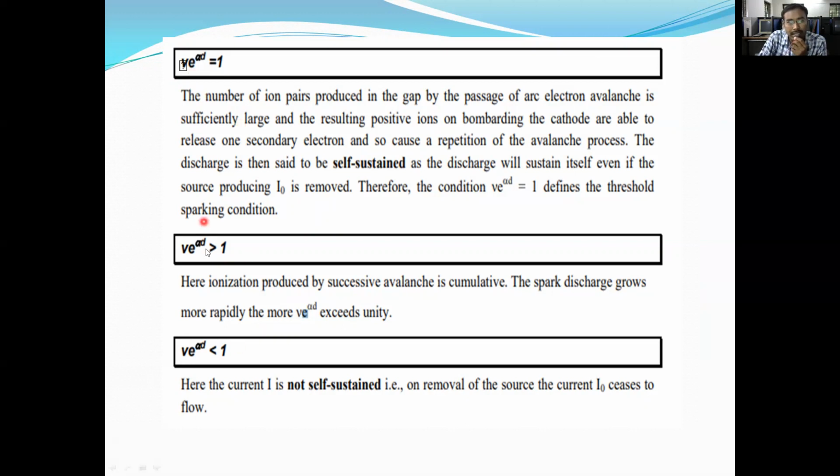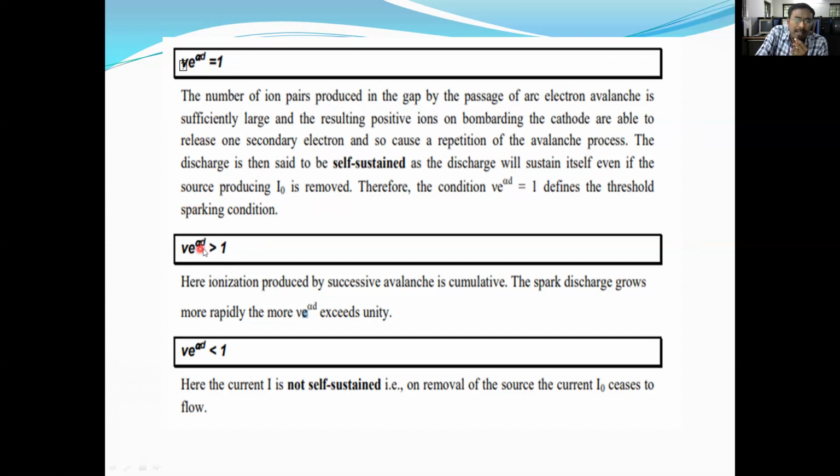These three different types of conditions can be explained by using Townsend's breakdown criterion. When gamma times e power alpha d is equal to 1, it's called the self-sustained region, at which the spark appears. At this condition, the spark is ready to take place in the gas. Gamma times e power alpha d equal to 1 is called the threshold sparking condition.